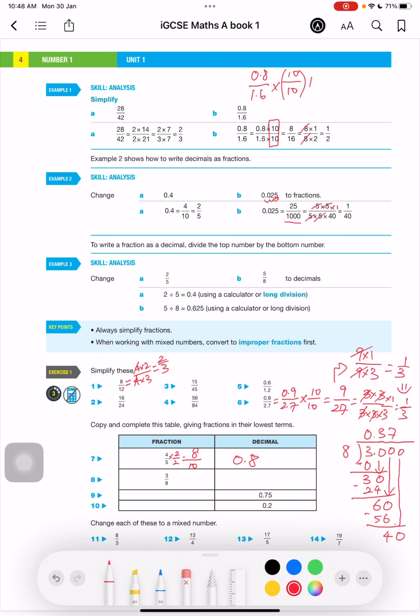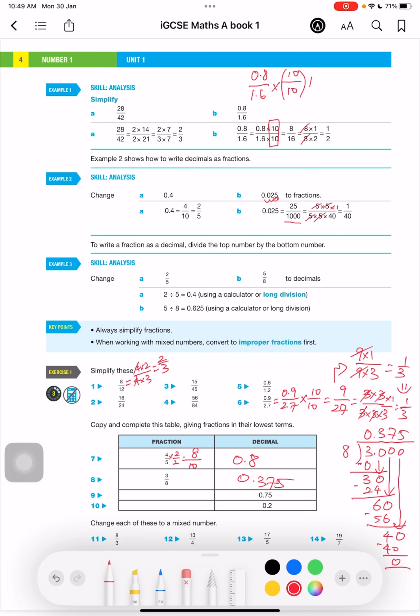Again 0. Bring it down, and in this case, 5. Just nice, we have 40, and this gives you 0. So 3 over 8, the fraction, is equivalent to 0.375. Alright, hope you guys understand that. If you're not sure, just look back at the video and work on it again.